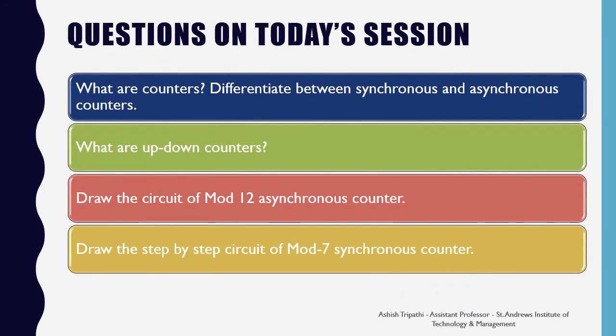Okay, so after this session you are going to learn about the counters. Hence there are a few questions which you can practice, namely: what are counters, and differentiate between synchronous and asynchronous counters. Next question is what are up and down counters. Third question is you have to draw the design of the mod 12 asynchronous counter. And fourth question is you have to draw a step-by-step circuit of the mod 7 synchronous counter.